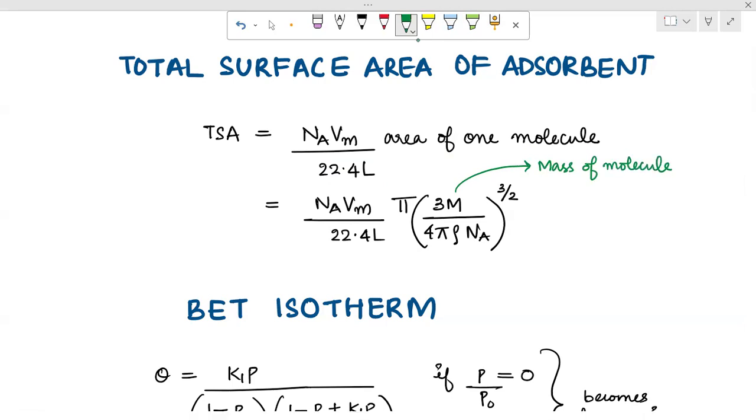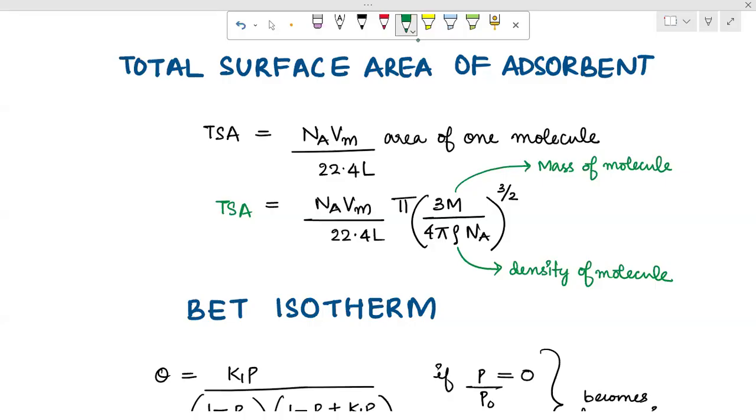Okay. And this is the density. So if you know the mass and density of the molecule, you can substitute the second one and you can find the total surface area as well. First one is more important. Questions have been asked. Sometimes they will also give you the radius.